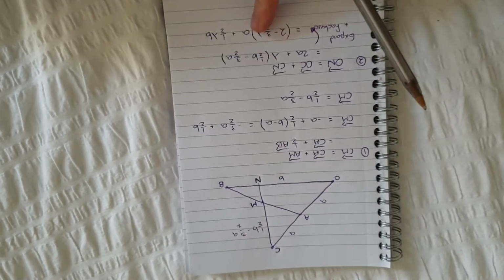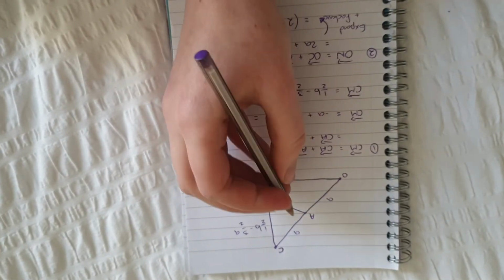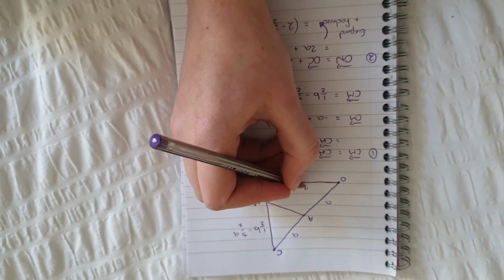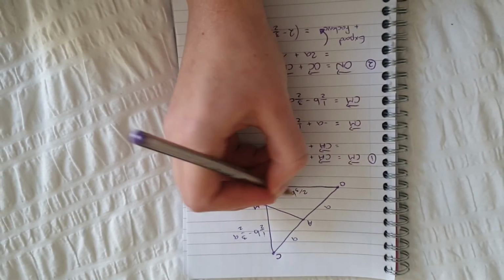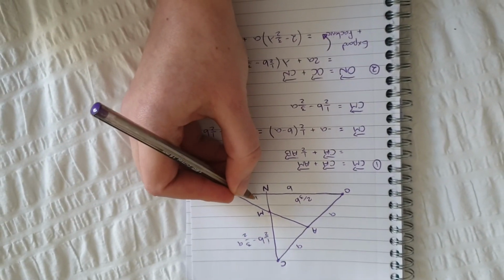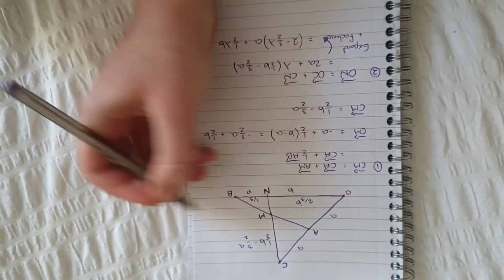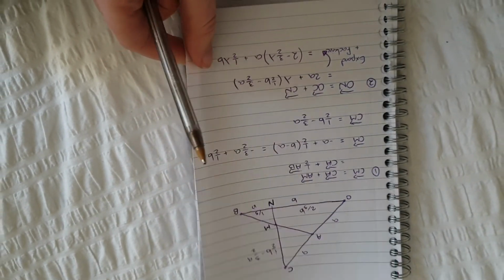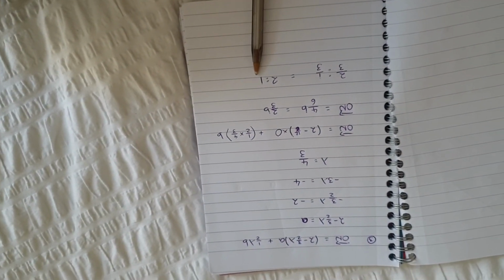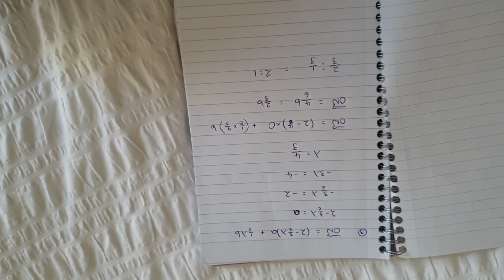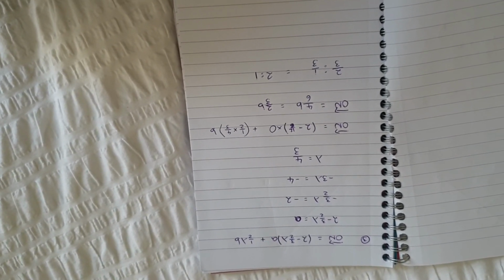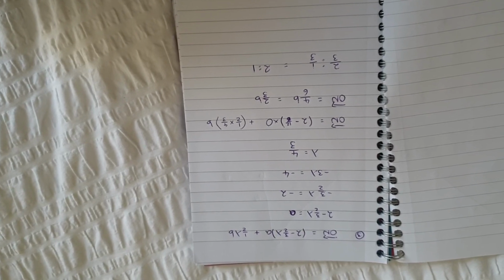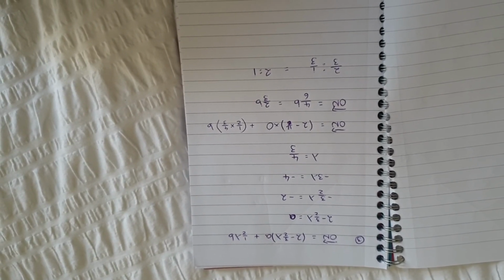Now, if we know that this is equal to 2/3 B, that means that this is equal to 1/3 B, which means we split our vector into 1, 2, 3 different bits, which means our ratio becomes 2 to 1. Now, very few of you managed to get that, so again, make sure you go back and have a look at what you did and correct it for me, please.